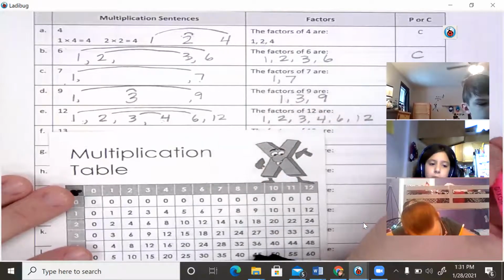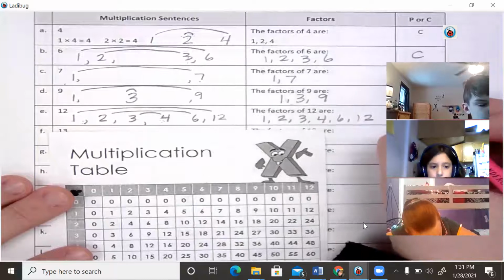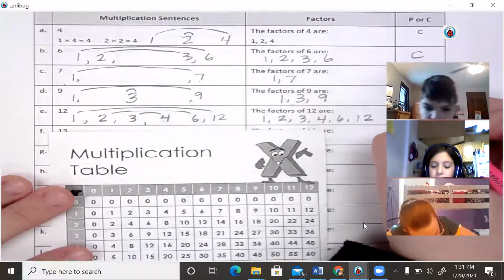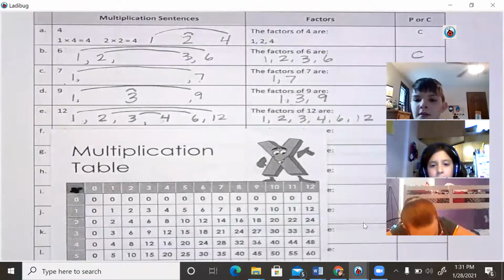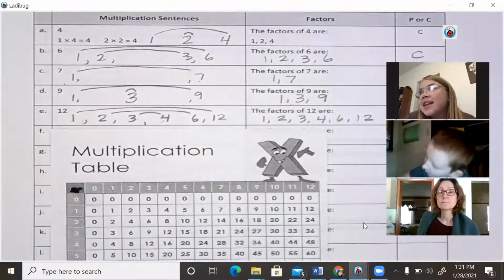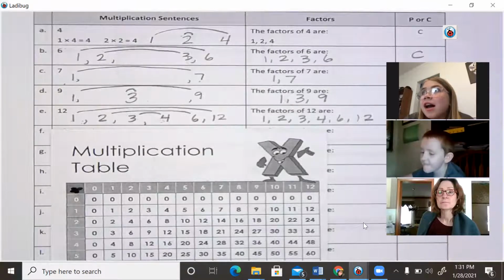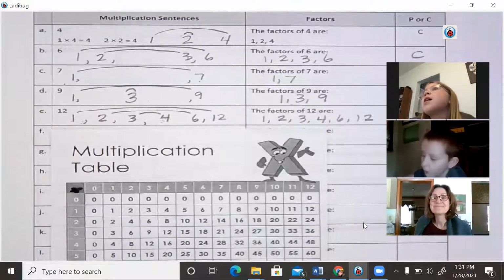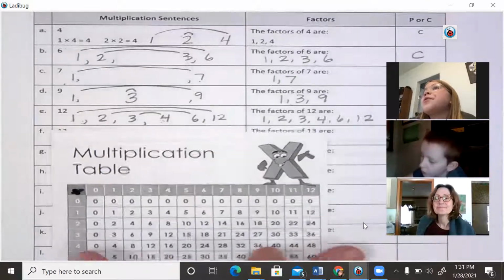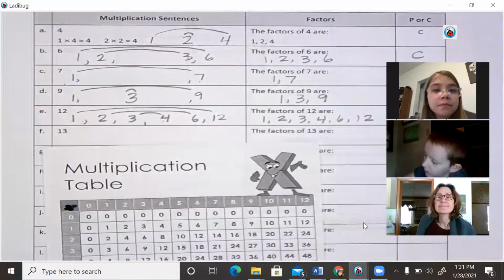So Bella, is 12 prime or composite? Composite. How do you know 12 is composite? Because it has more than 2 numbers. More than 2 factors. Tell me more than 2 factors, not just numbers, they have to be factors, okay? More than 2 factors. Very good. Good job.